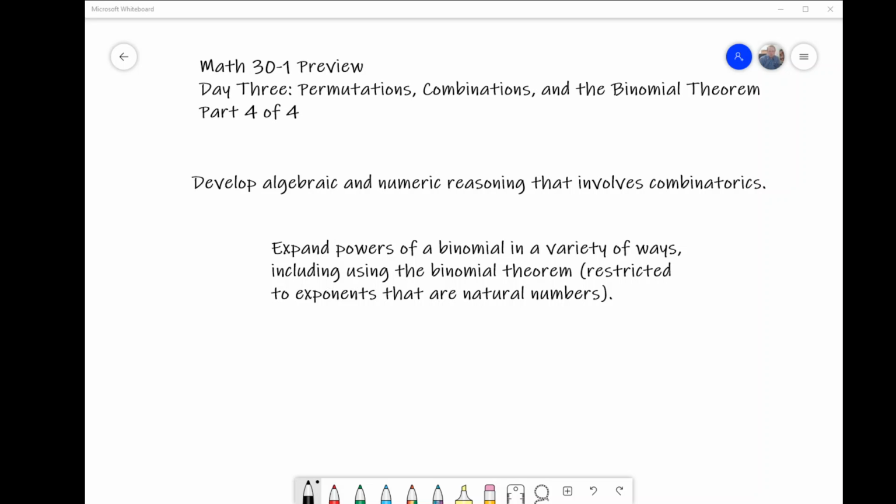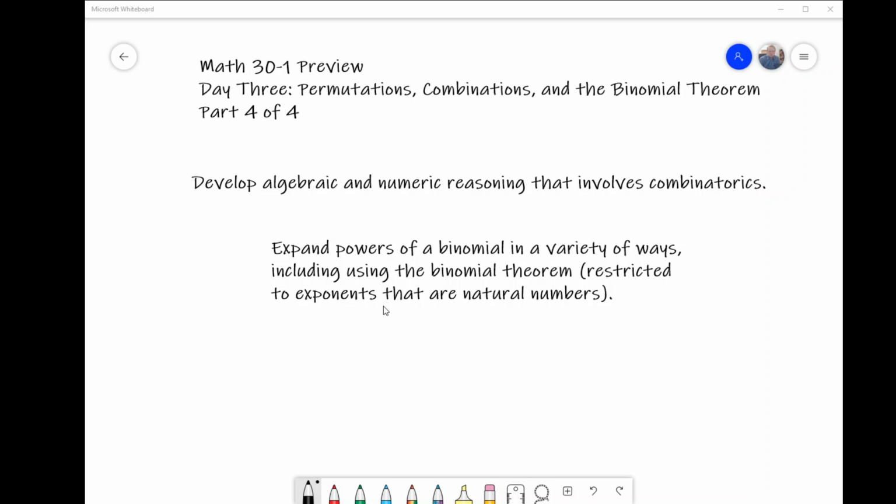So for the final specific outcome in our third and final unit, we're going to look at, well, something that some of you could have predicted. If the unit is about permutations, combinations, and the binomial theorem, and we have covered 3 out of 4 parts without mentioning the binomial theorem, well, you probably figured out that, yeah, the binomial theorem is what's coming up now.